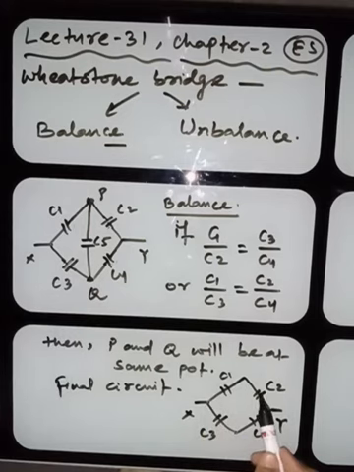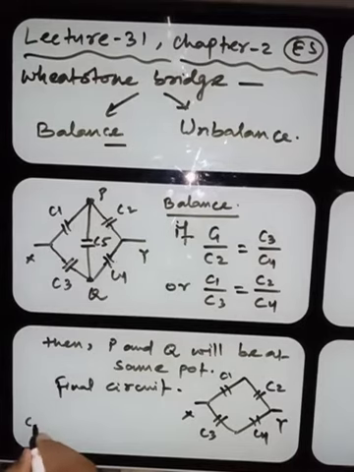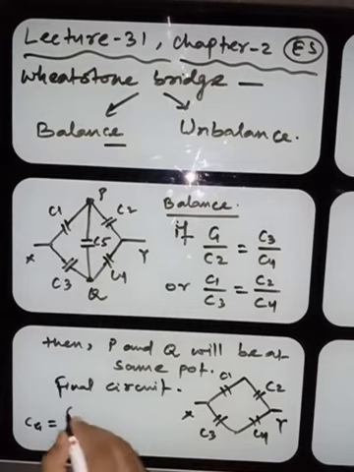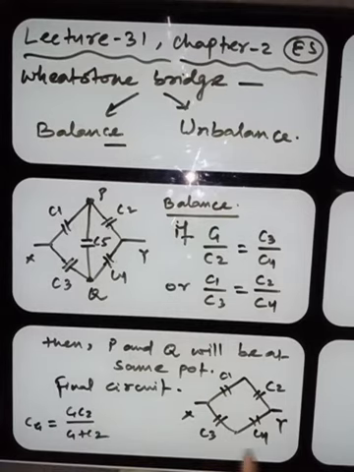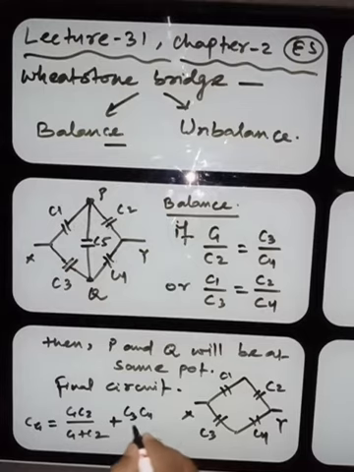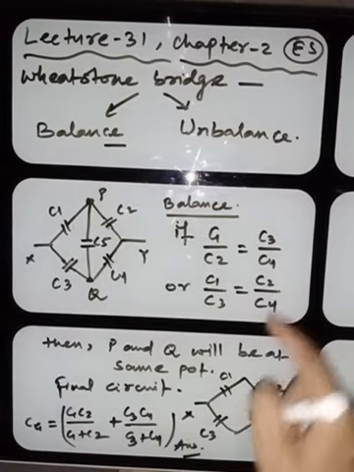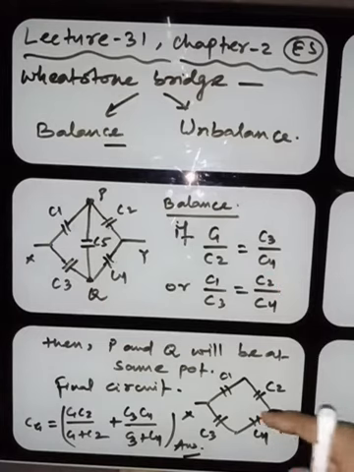C1 and C2 are in series, C3 and C4 are in series, and these two branches are in parallel. It means C equivalent will be, here C1 and C2 in series, C1C2 by C1 plus C2, and this is also in series, C3C4 by C3 plus C4, and then finally in parallel, it means these two will sum up. This is the answer. Remember, in this case it is very easy. This is the condition, and this will be the final circuit.